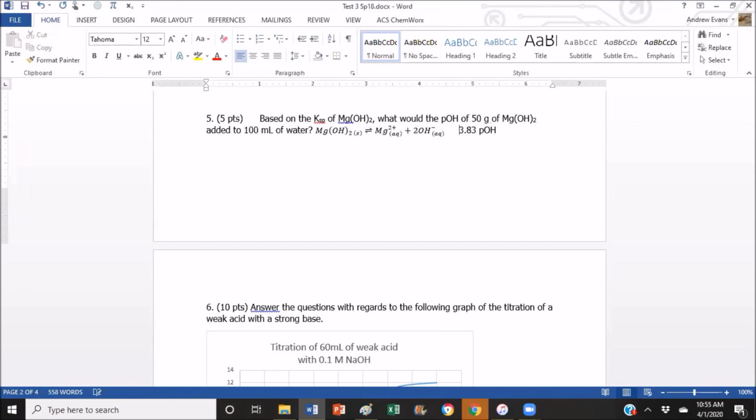This is, as I said, a little bit of a difficult problem. Maybe this should have been worth a little bit more than 5 points, but keep in mind, you show work along the way, you get points along the way.